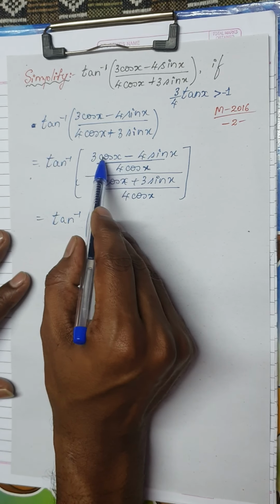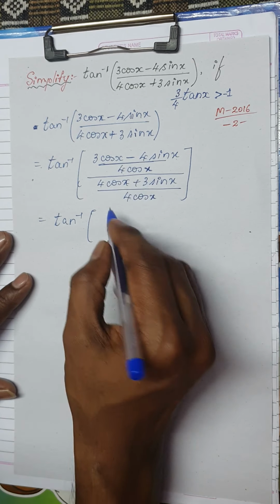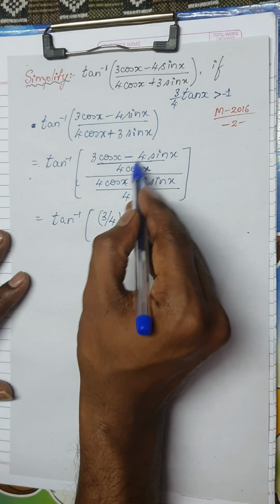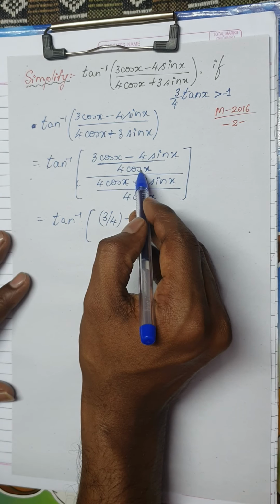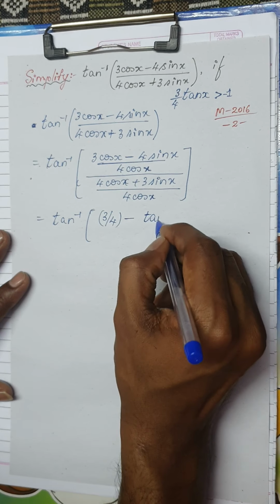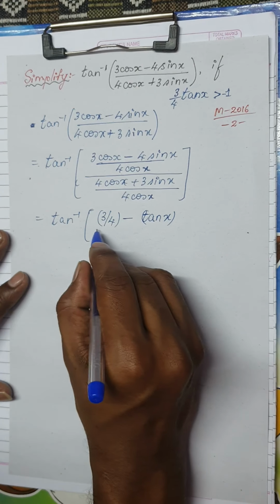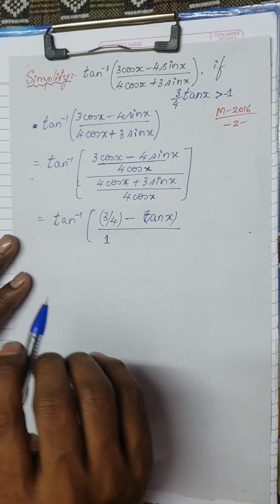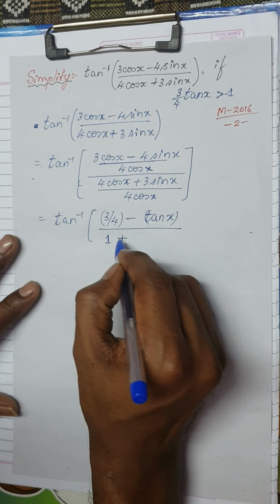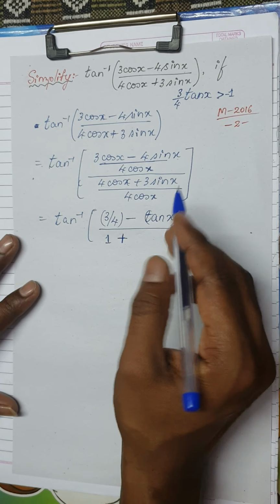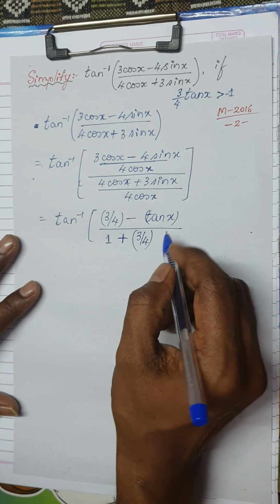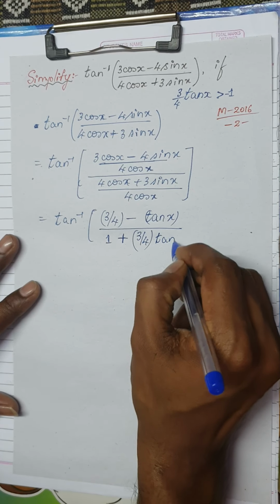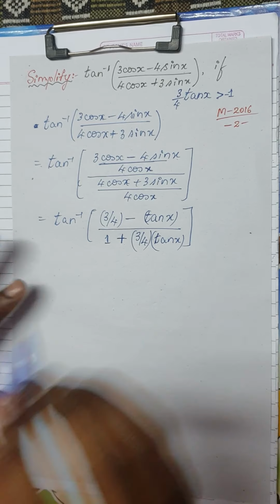If you divide 3 cos x by 4 cos x, cos x will be cancelled, so I will just get 3 by 4. Minus, your 4 and 4 will be cancelled, and I am left with sin by cos. What is sin by cos? That is nothing but tan x. Divided by, now if you divide 4 cos x by 4 cos x, I'll get 1. Plus 3 by 4, I am going to keep this constant as 3 by 4, into sin by cos. We all know sin by cos is nothing but tan x.